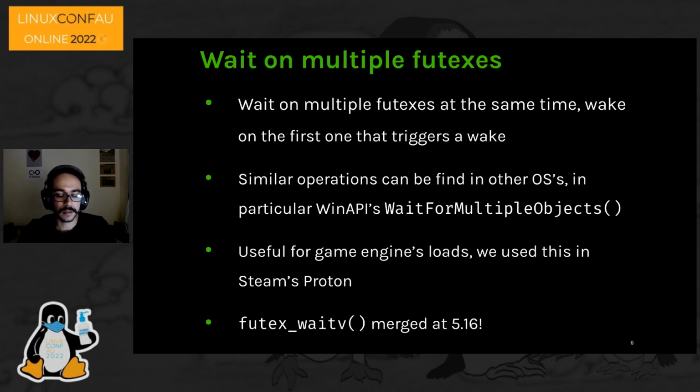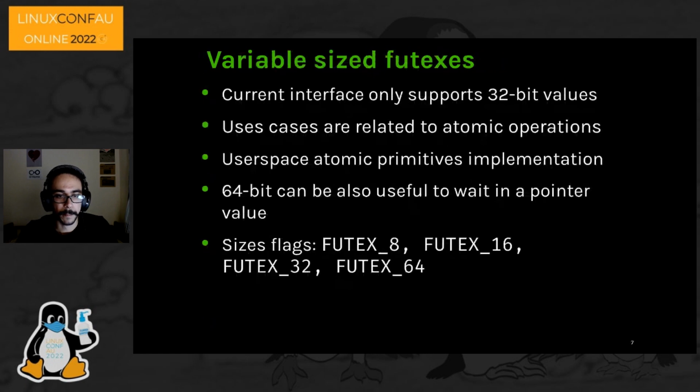And this function was merged in the kernel that was released this weekend, 5.16, and we basically merged a new syscall for that. So all those new operations will come via new syscalls. And futex waitv was just the first of them, so you can happily use it right now.